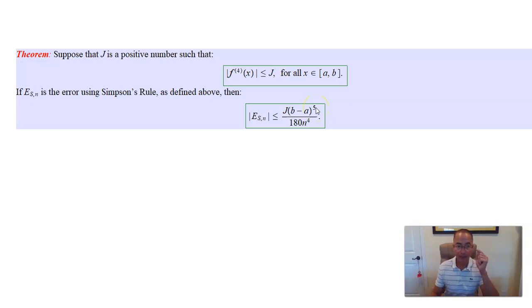Now it's fifth power. Divided by 180 times n to the fourth. Okay, before it was 12n squared. Now it is 180 n to the fourth. So, of course, the tricks that we need to find j and to manipulate this inequality are very similar to what we had for the trapezoid method.